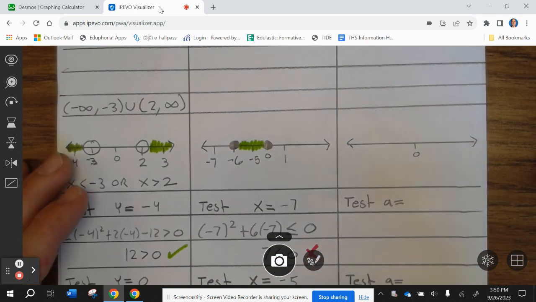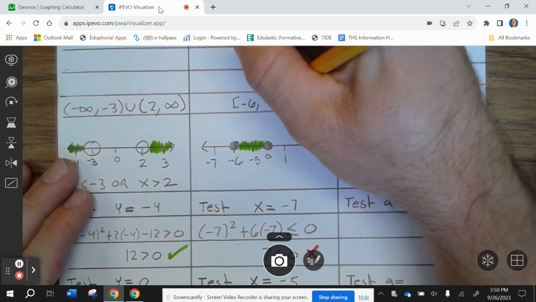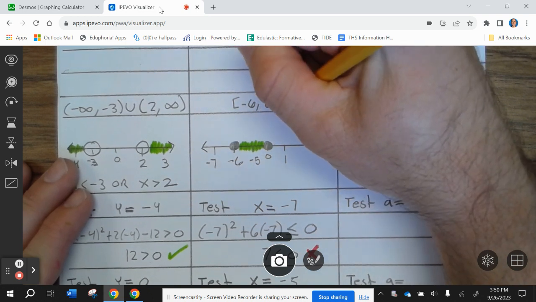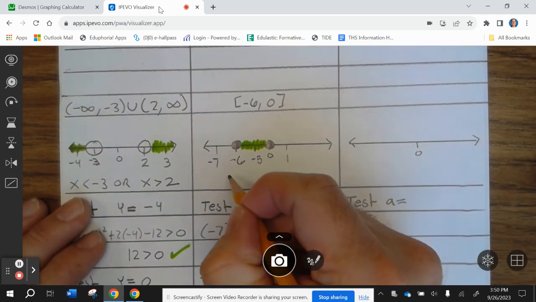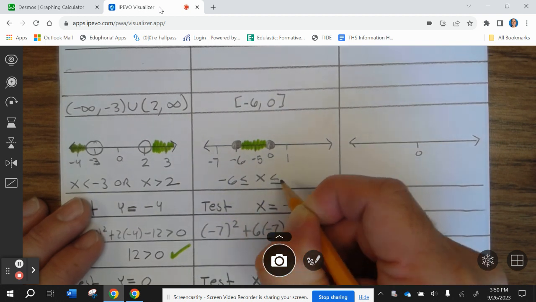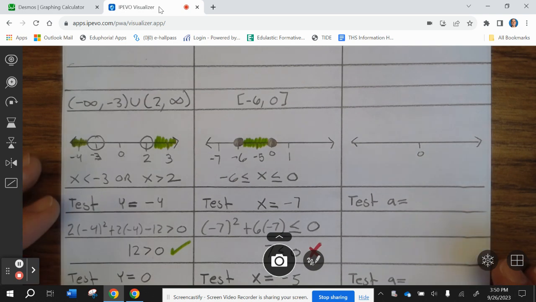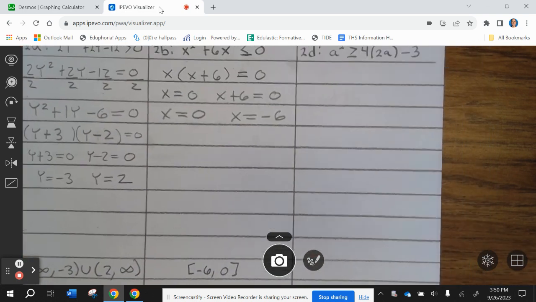So this would be bracket negative 6 to 0 bracket, or you would say that negative 6 is less than or equal to x less than or equal to 0. All right, go and finish that up. All right, let's take a look at the last one.